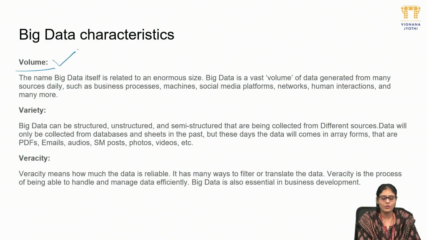characteristic. And the second one is variety. Big data can be structured, semi-structured, and unstructured. As we discussed previously, there was only structured data generated, but right now structured, unstructured, semi-structured, all kinds of data are being generated. That is called variety of data.